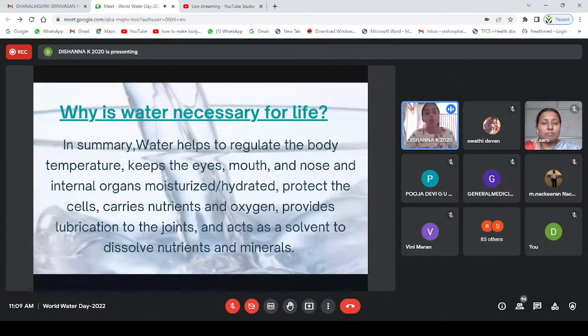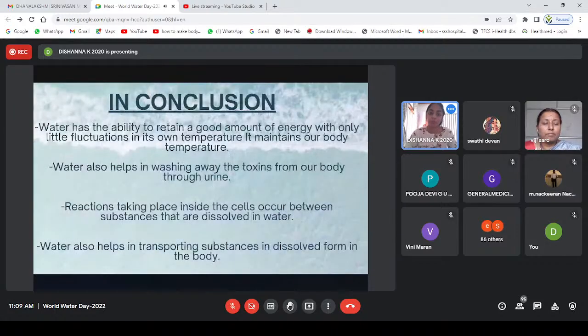In summary, water helps regulate the body temperature. It keeps the eyes, mouth, nose, and internal organs moisturized and hydrated, and helps protect the cells. It carries nutrients and oxygen, provides lubrication to the joints, and acts as a solvent to dissolve nutrients and minerals. In conclusion, water has the ability to retain a good amount of energy with only little fluctuations in its own temperature. It maintains our body temperature.